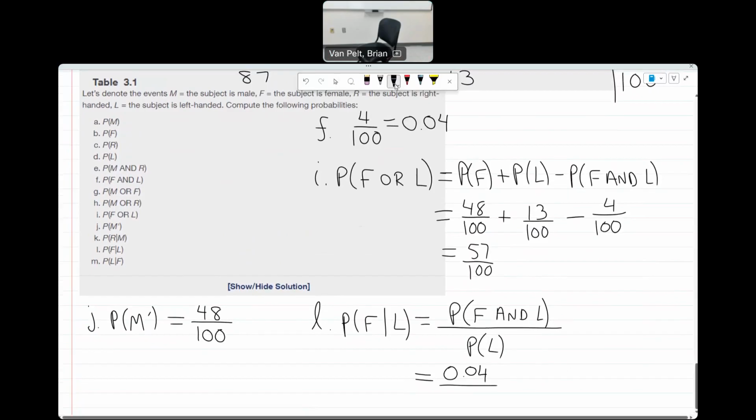And the probability of being left-handed was what? 13 out of 100? 0.13. Oh, this is nice. This works out really nicely. That's just 4 out of 13.